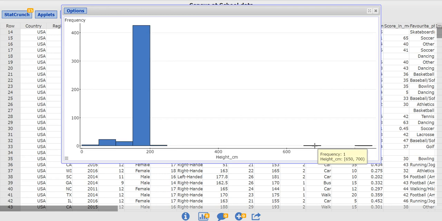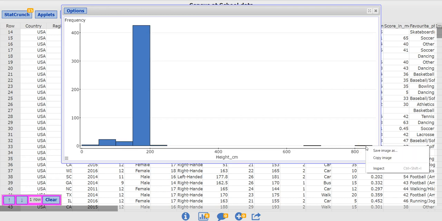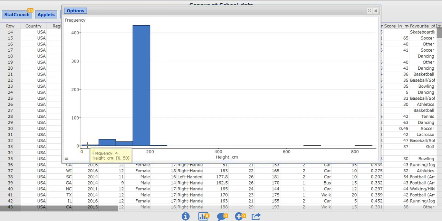Somebody who says they are between 650 and 700 centimeters in height, and someone who says they are between 800 and 850 centimeters in height. And we also have some people that are between 0 and 50 centimeters in height, and between 50 and 100 centimeters in height, and between 100 and 150 possibly. Okay, so we've got some very strange heights here.